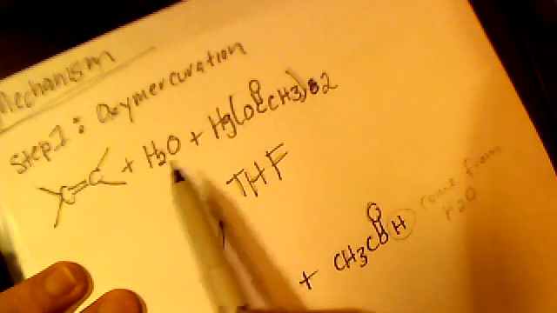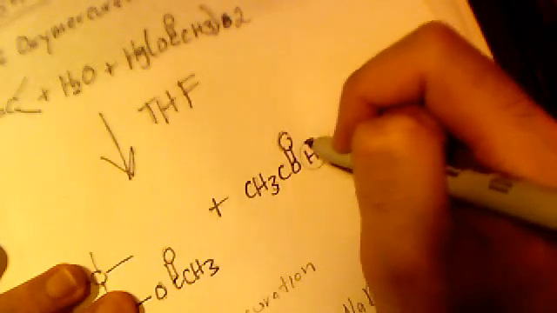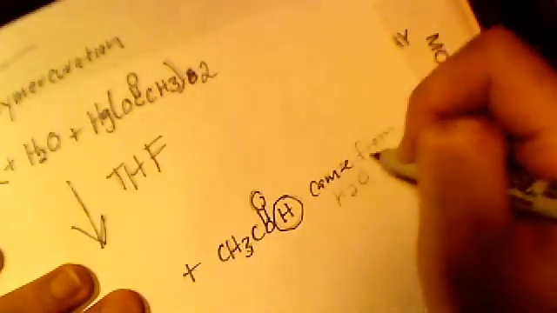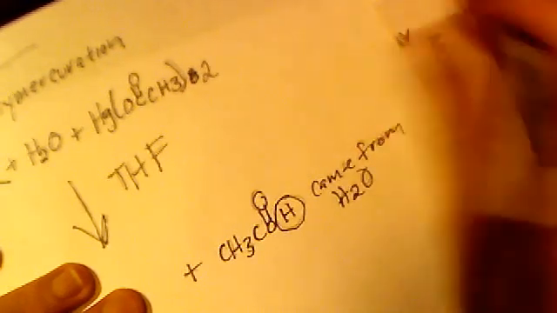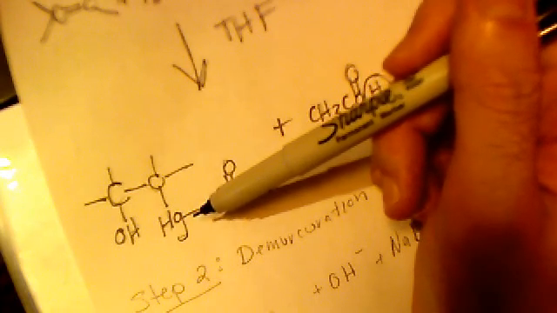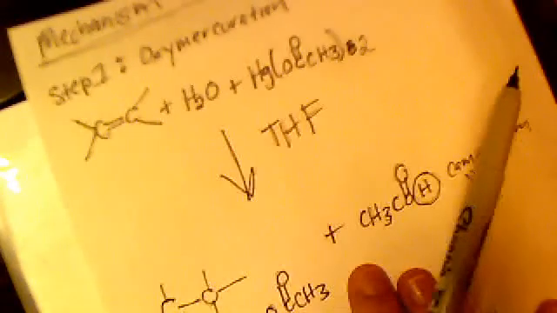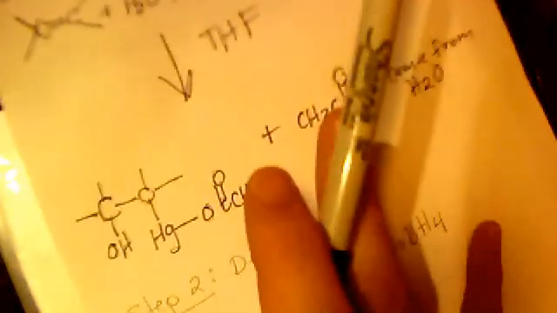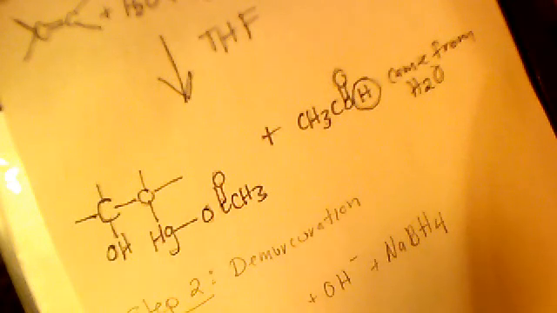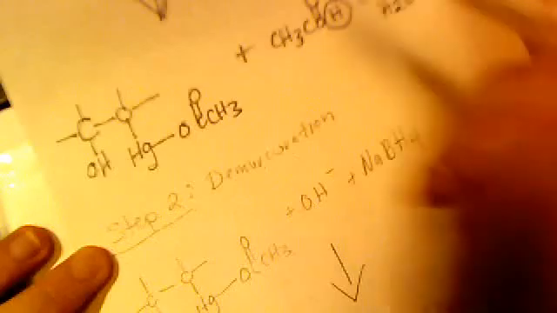The alcohol right here came from the water, the HO, and then the other H went to this molecule. Not the most important thing at the moment, but eventually we'll figure out why that happens. So when you have an alkene and you treat it with this reagent, an OH is going to go onto one of the carbons, and you're going to get this Hg complex on the other one.